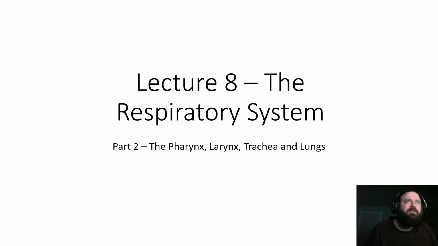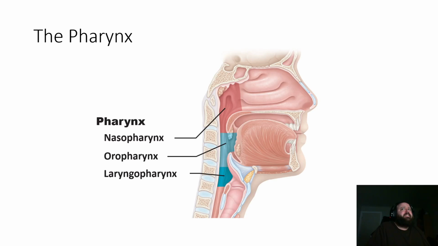Hi again. We're continuing on with the respiratory system here. In part two, we're going to be examining the pharynx, the larynx, the trachea, the bronchi, the bronchioles, the alveoli, which collectively, those last three make up the lungs. So let's begin. We'll start by talking about the pharynx.